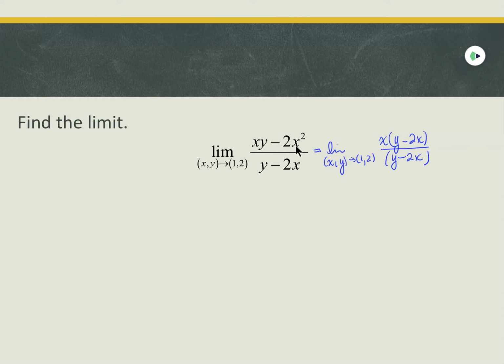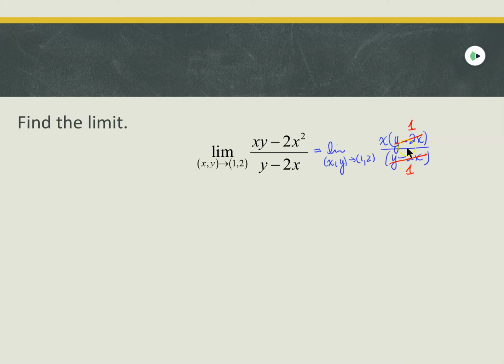After factoring out that common factor of x in the numerator, I see that I have a common factor in my numerator and denominator of y minus 2x. Now again, let me remind you that we're not concerned with what happens at the point 1, 2. We're only considering values of x and y along a path that are close to 1, 2.